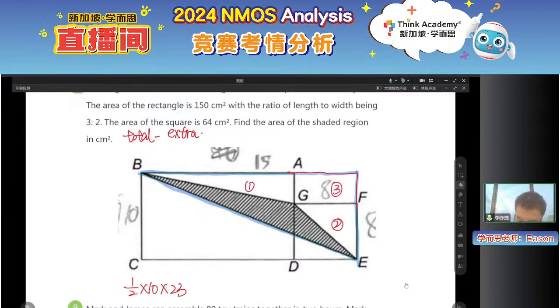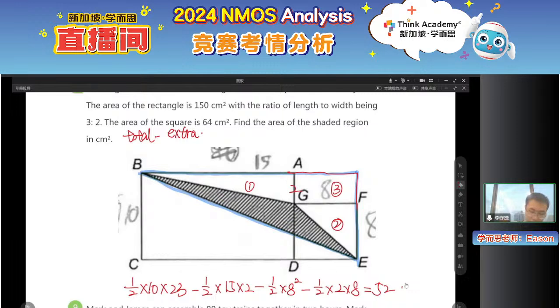So area 1, AG is 2, so half of 15 and 2. Area 2 is half of the square, and area 3 is half of the 2 and 8. So which is 165, 32 and 8, 40, yeah, 52.